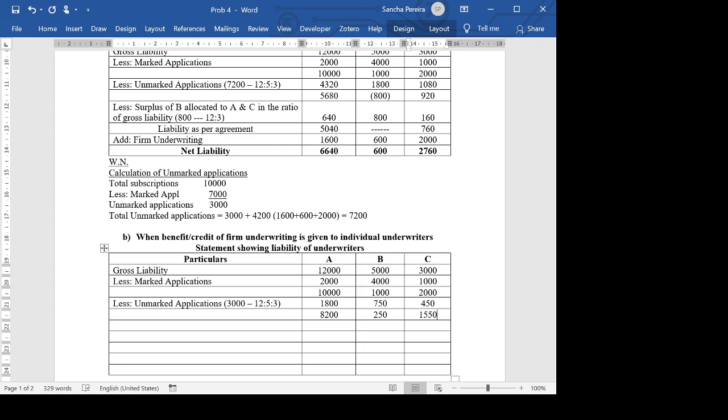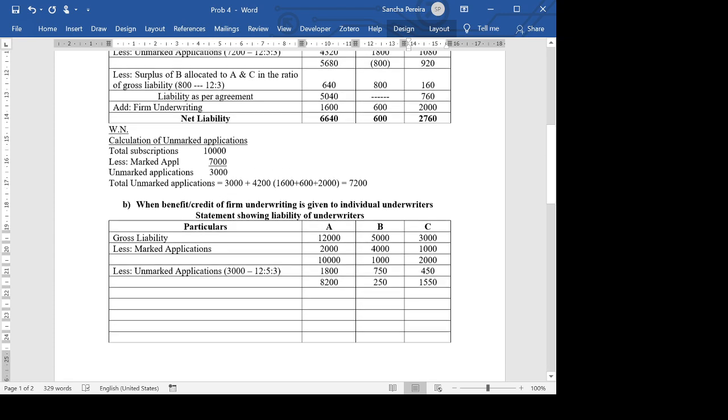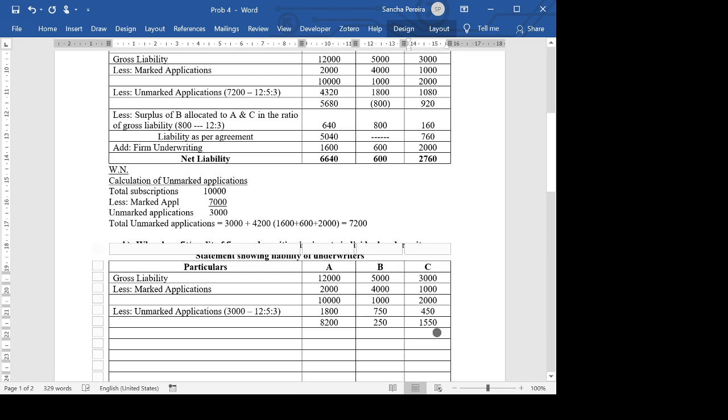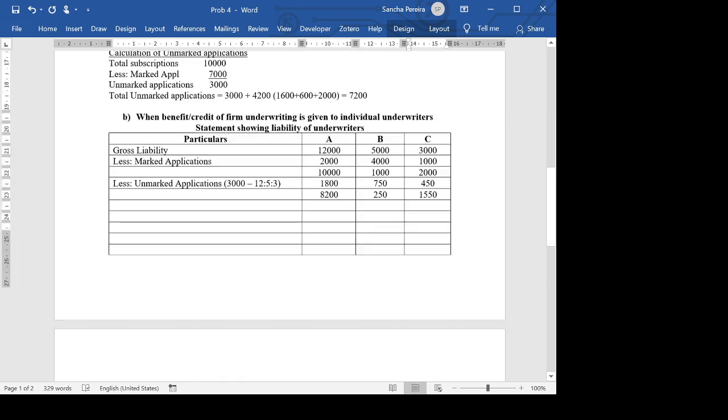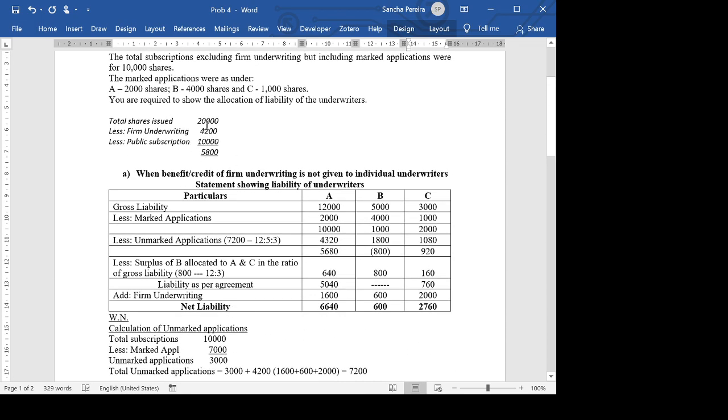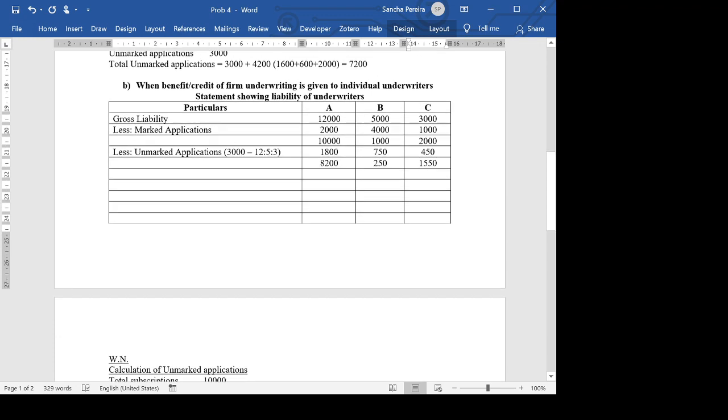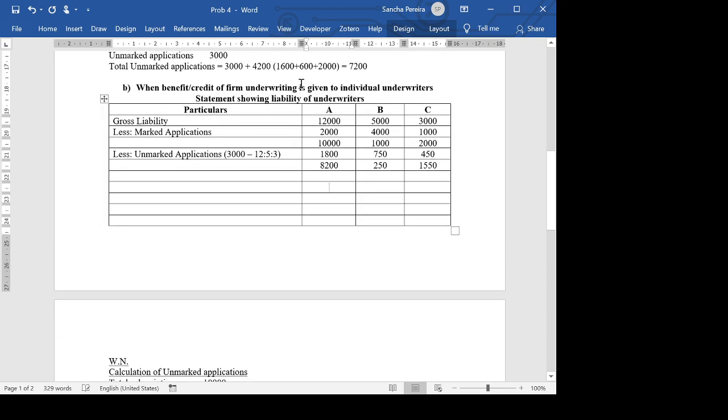1,550. Okay, so what we have done, we have minus the marked, we have minus the unmarked, but here we are minus unmarked and firm put together. Now I need to minus the firm. What happens is here, I need to minus the firm. But in this case, since we are solving under benefit given, we are solving under benefit of firm underwriting given, I'm going to minus each one's firm from their respective gross liability.